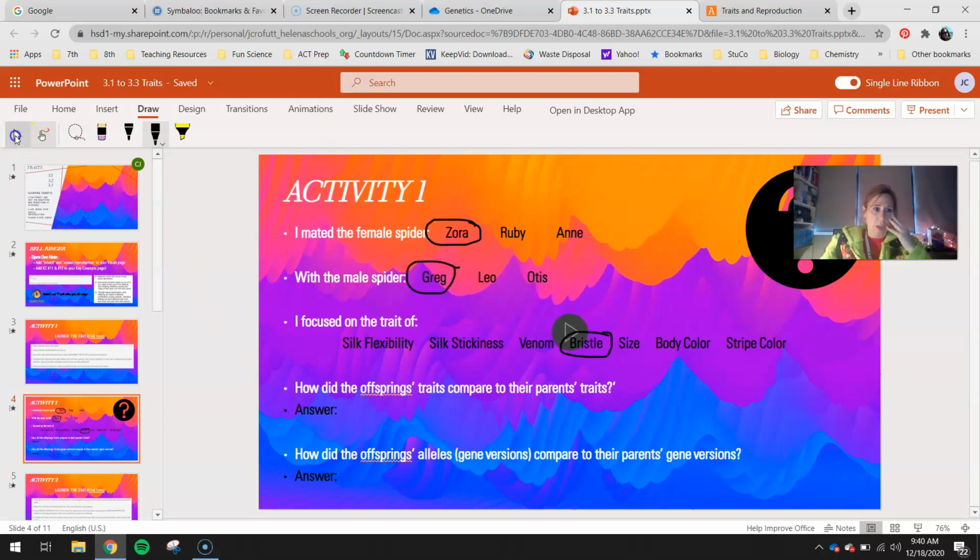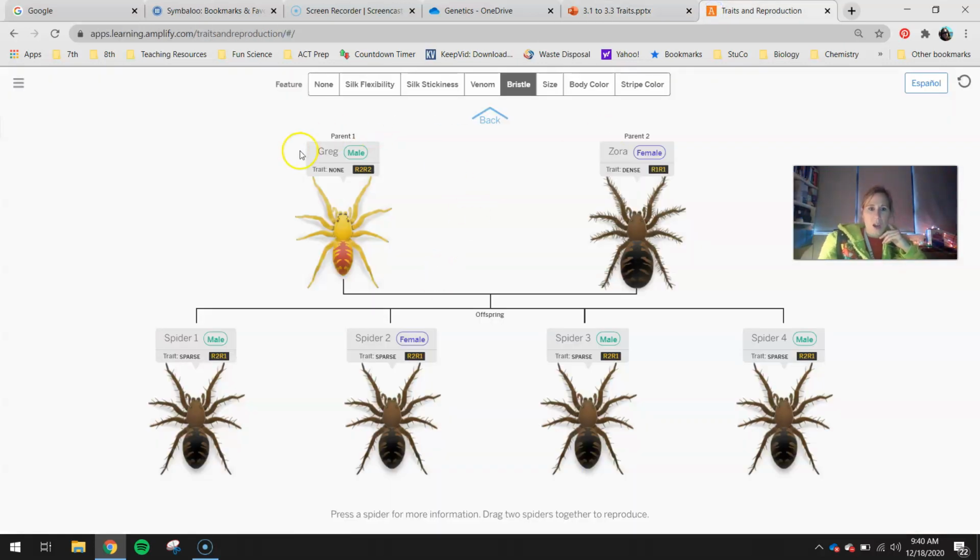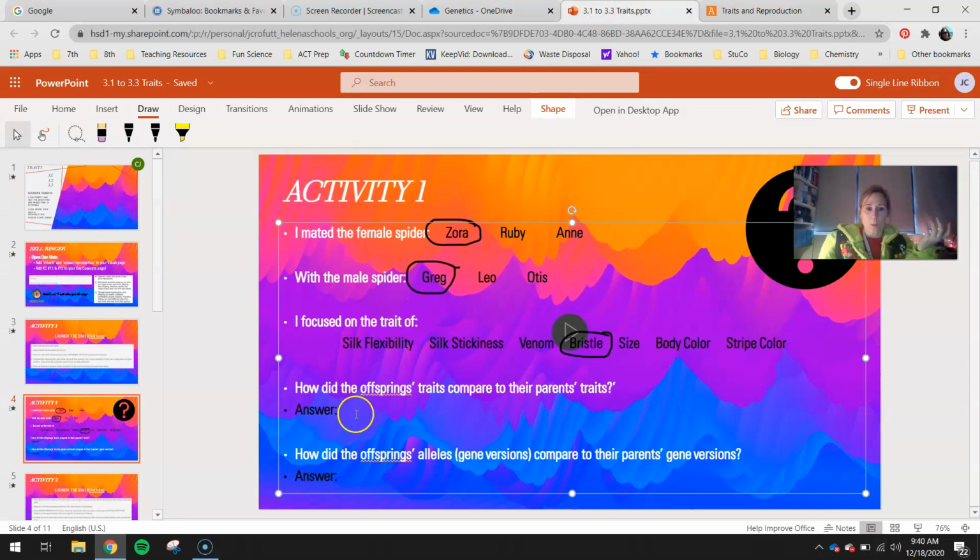Okay, and then you'll need to click back on your cursor to answer these 2 questions. So click in your text box. How did the offspring traits compare to their parents' traits? So if you look back and say, all right, Greg had none, Zora had dense, but all the offspring were sparse, you would want to write that. One parent was dense, one had none. All of our offspring were in between that and had sparse.